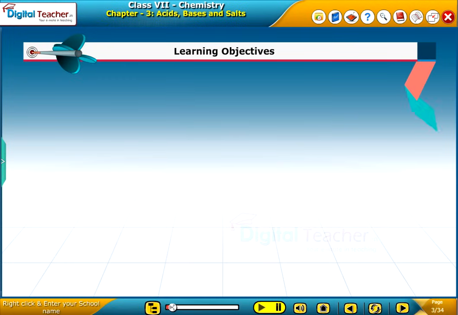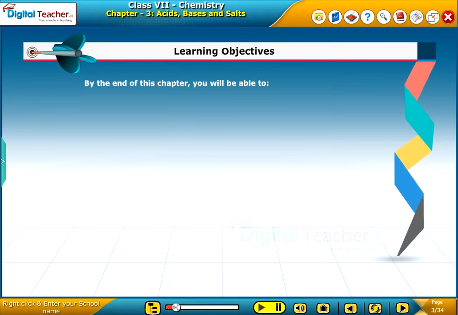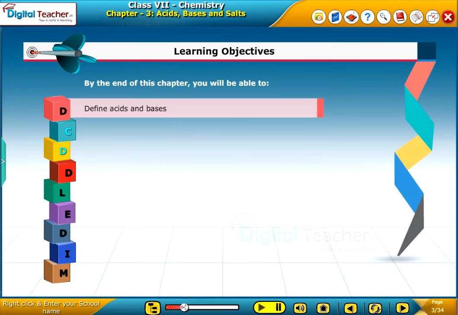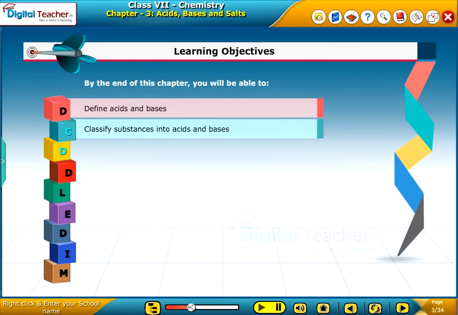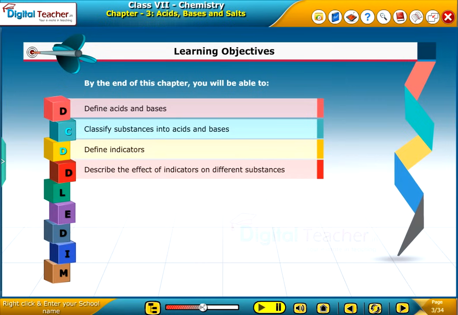Learning objectives. By the end of this chapter, you will be able to define acids and bases, classify substances into acids and bases, define indicators, and describe the effect of indicators on different substances.